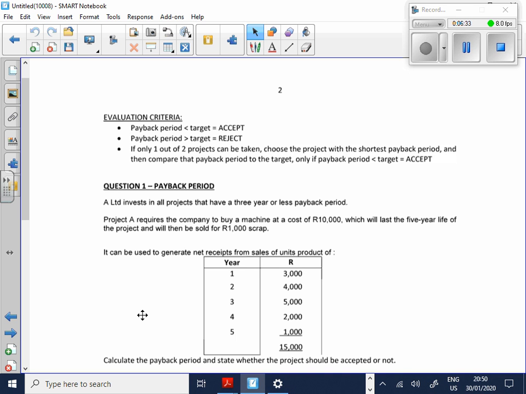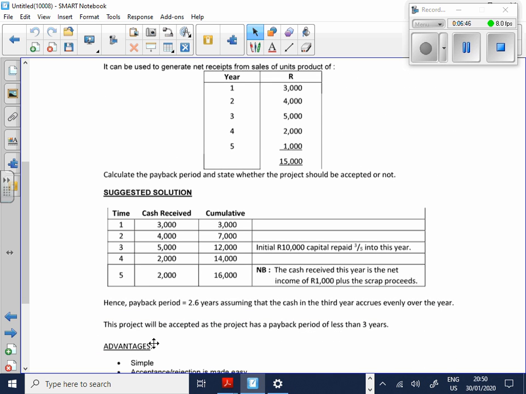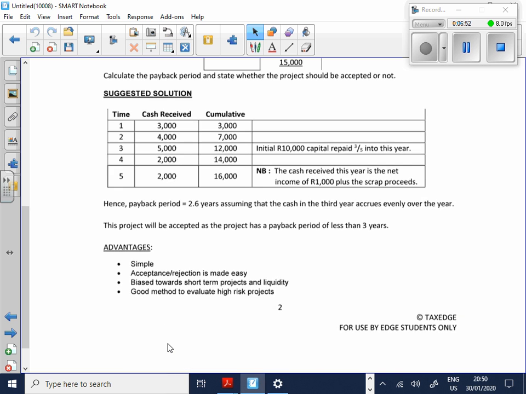Does everybody understand where I'm coming from? What is your criteria in the question? It says we've got a 3-year payback period criteria. So what are we going to do? We are going to take it. Are you guys comfortable with it? Happy with payback? Okay.